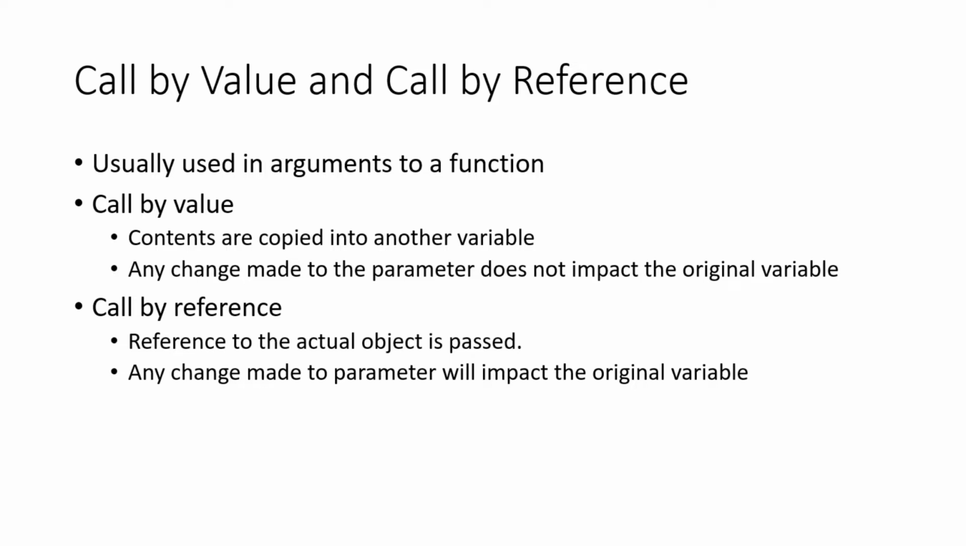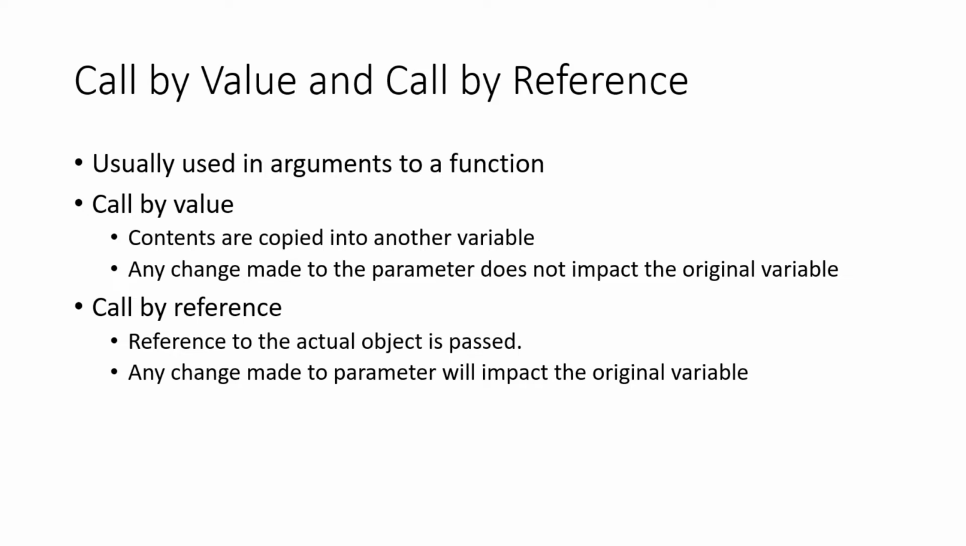The next thing is call by value and call by reference. As I alluded to earlier, it's used in arguments to a function. Whenever we call a function, we pass in arguments or parameters, and they're either called by value or called by reference. One of the things that we didn't cover up till now is call by reference. Actually, we didn't even cover call by value.